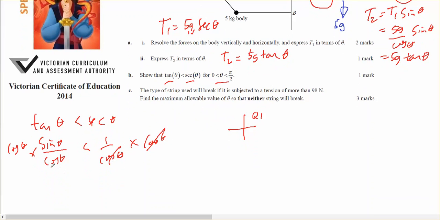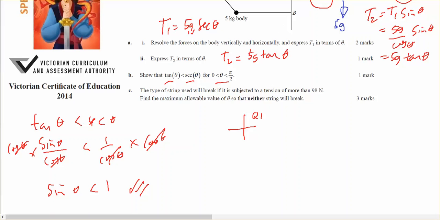That will cancel, and I know that the sine of theta will always be less than 1 because in the first quadrant sine goes from 0 to 1, so that is true.